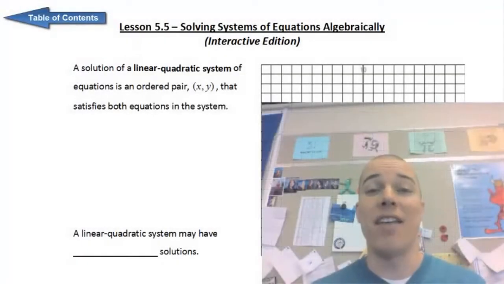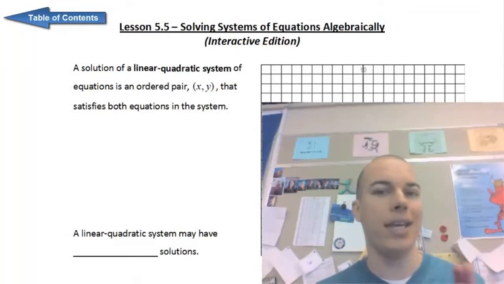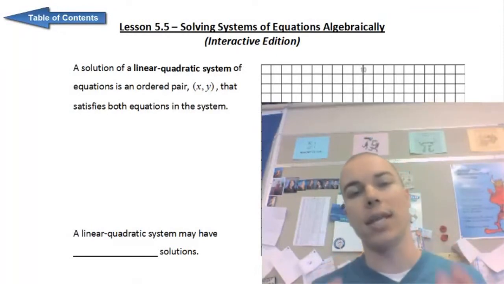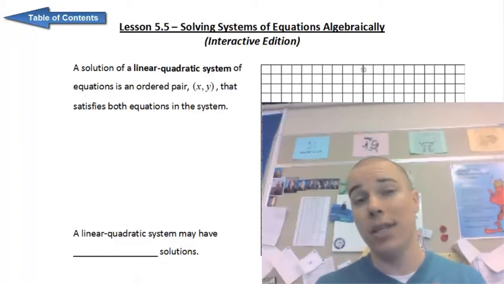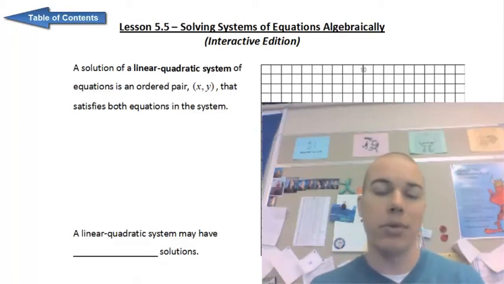Alright, this is lesson 5.5, solving systems of equations algebraically, something that I'm calling the interactive edition. So what I'm going to do in this lesson is I'm going to be asking you to click on some different things and just basically have some fun, play around with the material and get interactive.